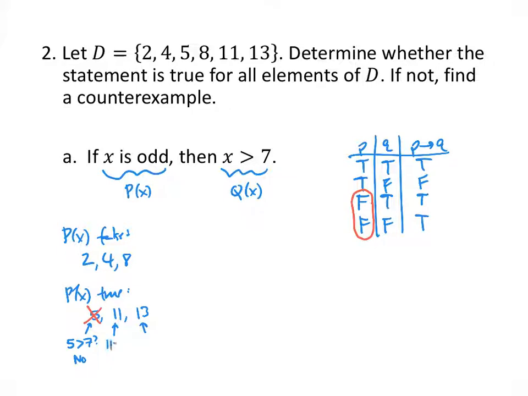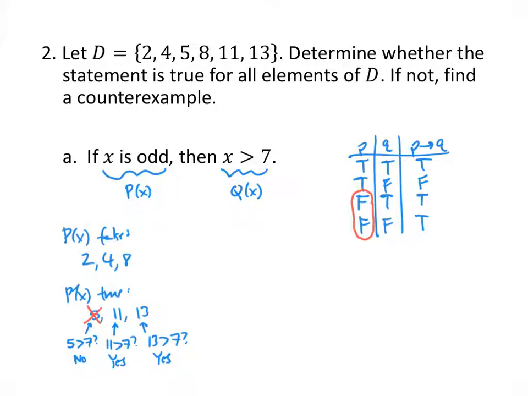Is 11 greater than 7? Yes. So there, the hypothesis is true and the conclusion is true, so 11 makes the entire statement true. Is 13 greater than 7? Yes. So there, the hypothesis is true and the conclusion is true, so the whole implication is true.